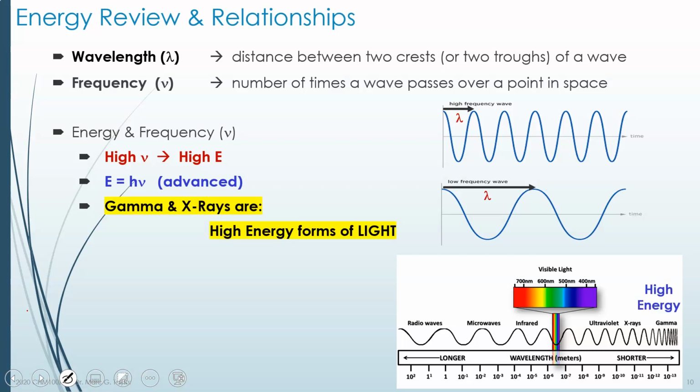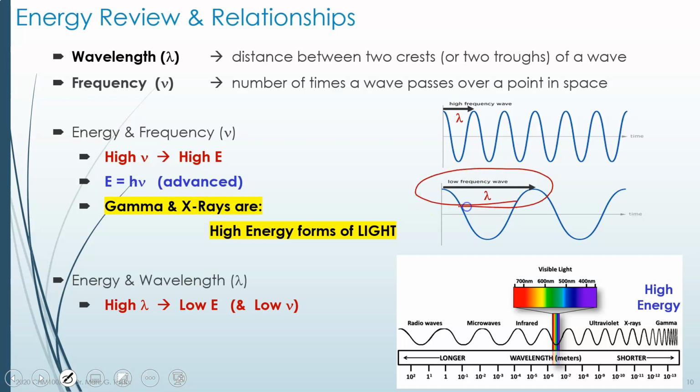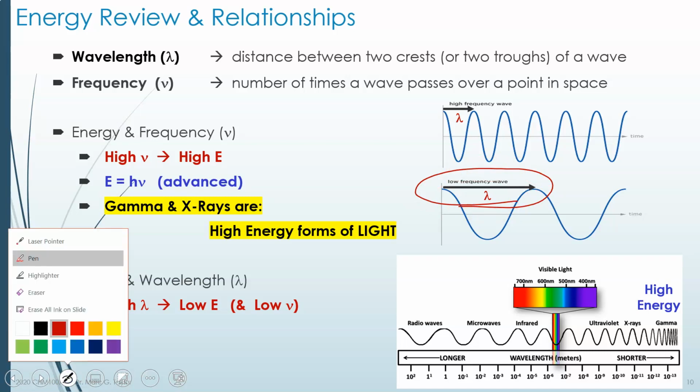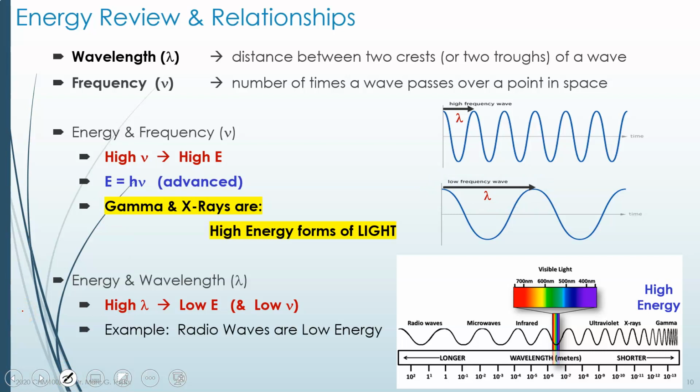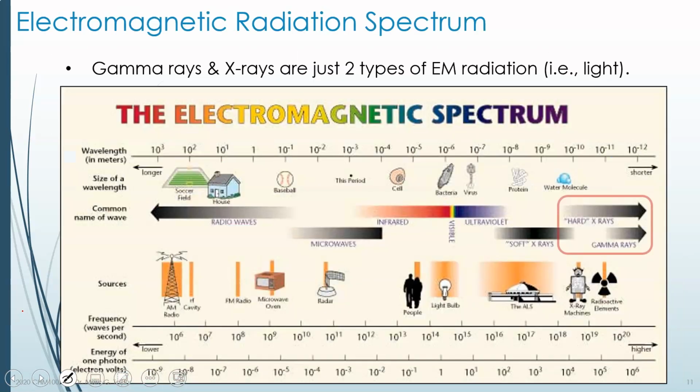So X-ray and gamma rays are just high energy forms of light. And that's the real take-home message from this slide. You don't need to know the formulas. Just remember, high wavelength means low energy and low frequency. And the opposite is also true. So radio waves are an example of very low energy waves. They have very long wavelengths, very low frequencies, and they're therefore very low energy.